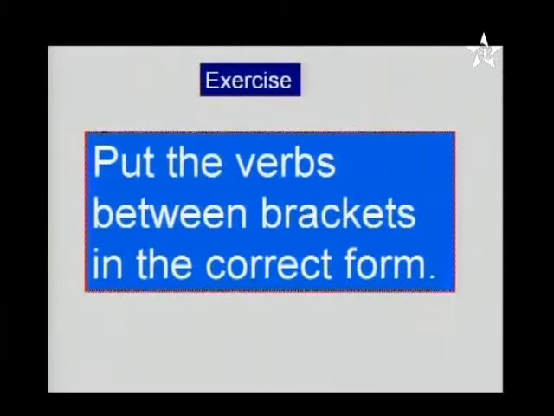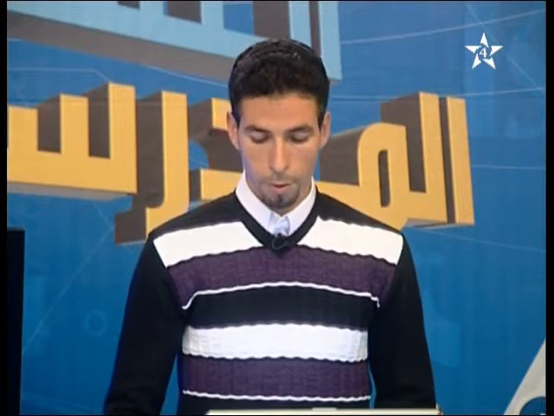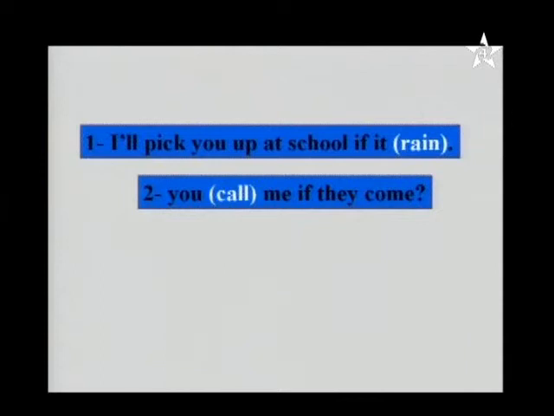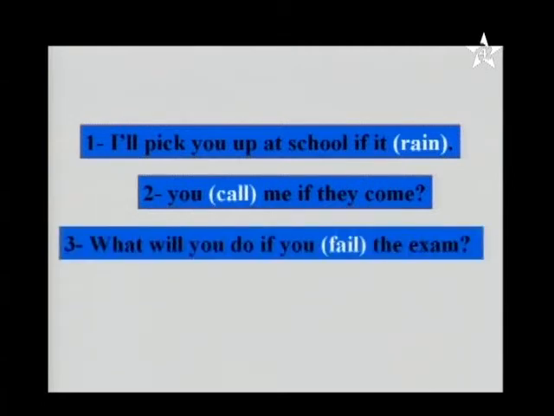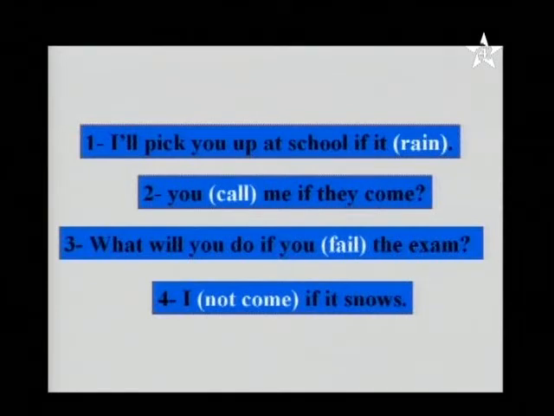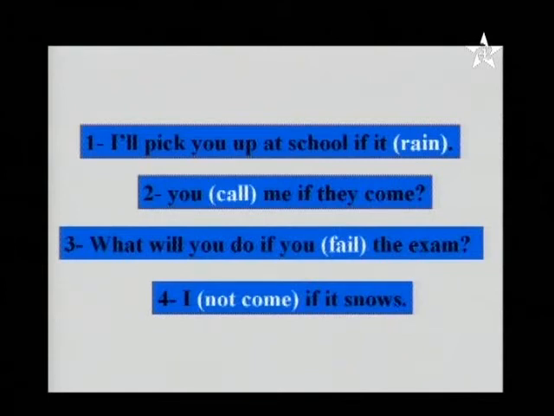Now let's do an exercise. Put the verbs between brackets in the correct form, bearing in mind the structure of conditional type 1 that we have dealt with so far. I'll pick you up at school if it rains. Now you are asked to put the verb rain, which is between brackets, in the right form. Second sentence, you call me if they come, and mind you, this is a question, it's interrogative. Number 3, what will you do if you fail the exam? And fourth example, I not come if it snows. So you can deal with it systematically, even without understanding the meaning of the sentence, so the structure is apparent. Correction.